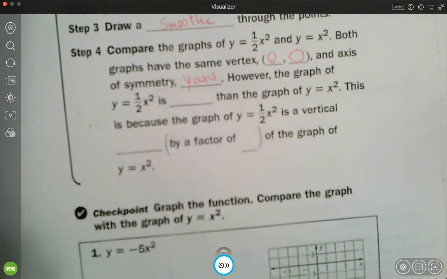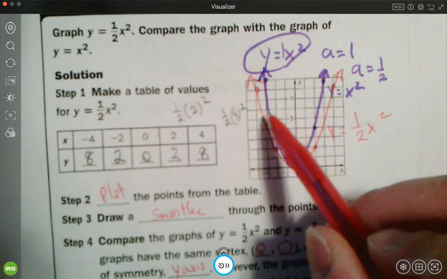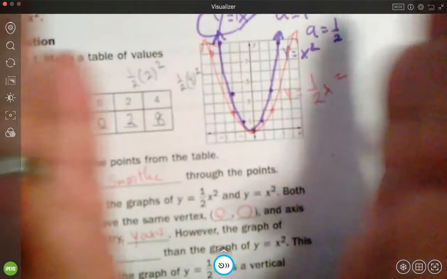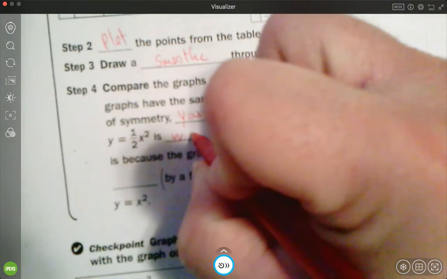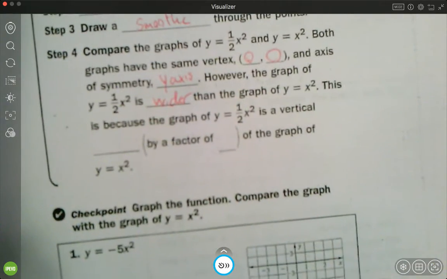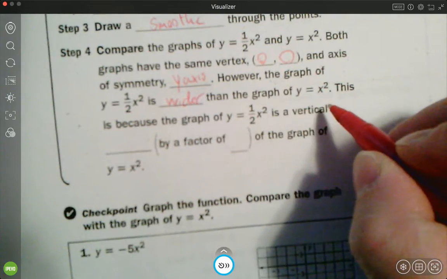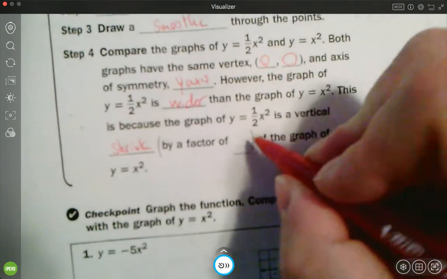However, the graph, you can see, I don't know what adjective you would use, but I would say that 1/2 x squared is wider. It almost takes the parabola and stretches it out and makes it a wider parabola. So I'll put here the word wider. Then y equals x squared. This is because 1/2 x squared is a vertical shrink, they say, by a factor of 1/2.